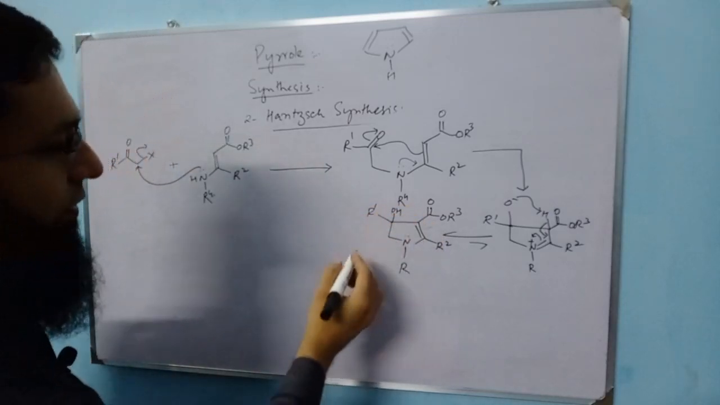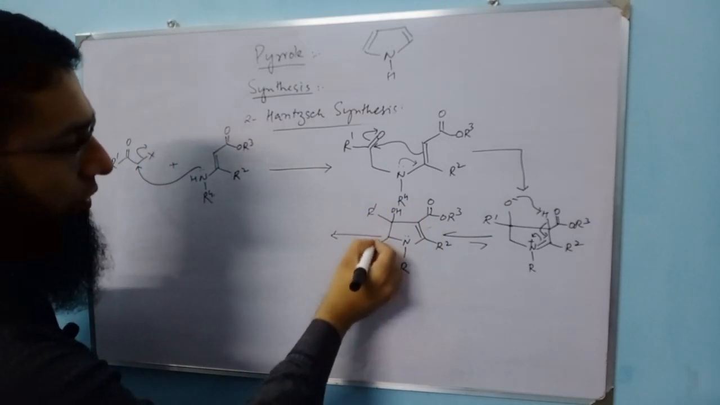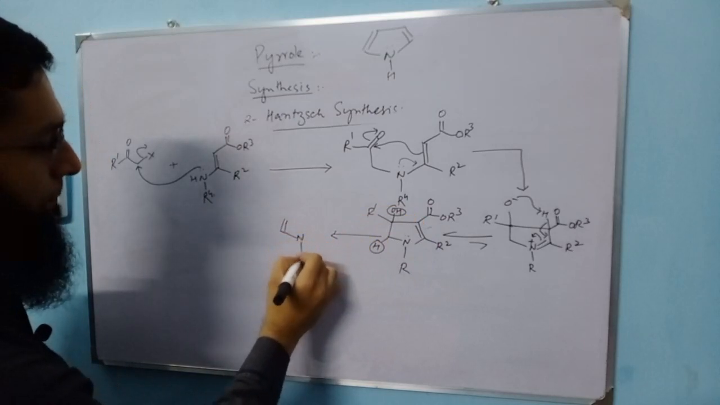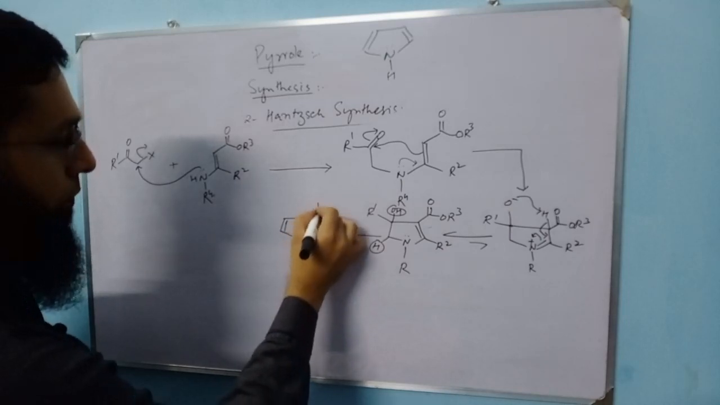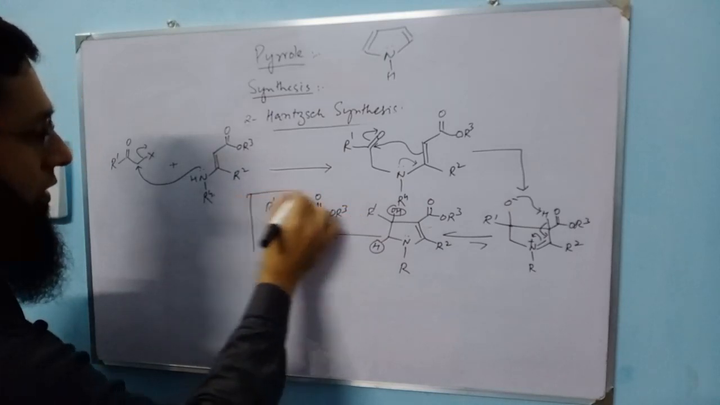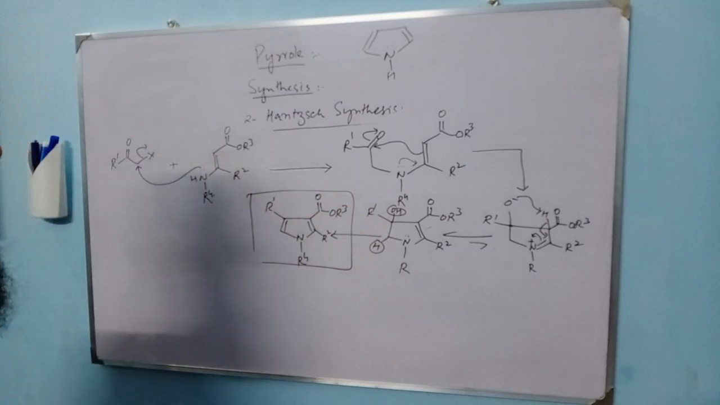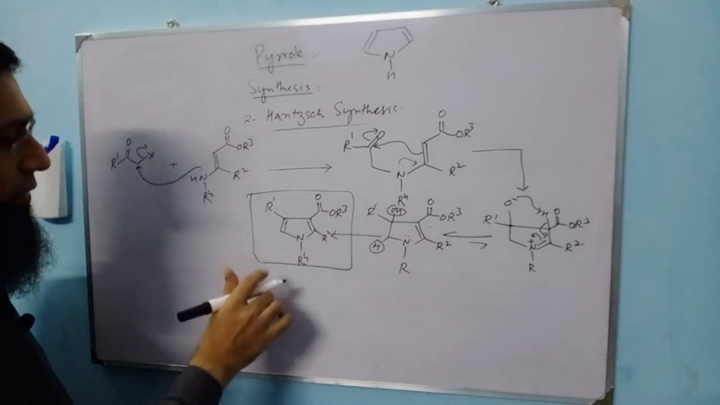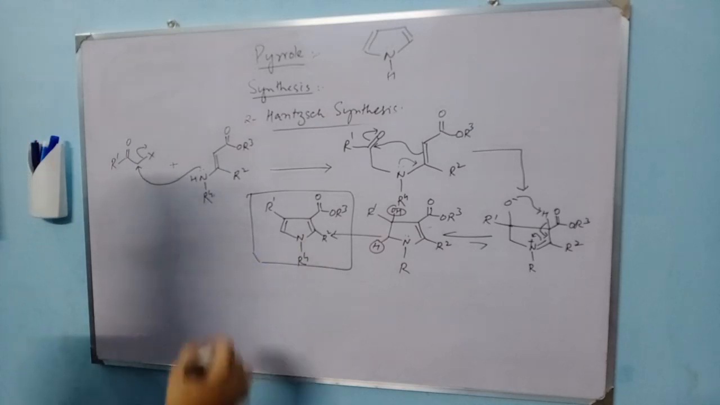Now we have this molecule and it would go dehydration. As a result, we would get our 2,3,4 trisubstituted pyrrole derivative. So this was Hantzsch synthesis and explaining the formation of one of the products. I can explain it once again.